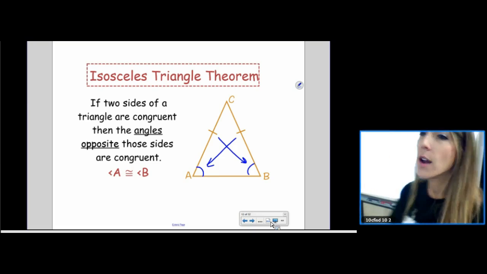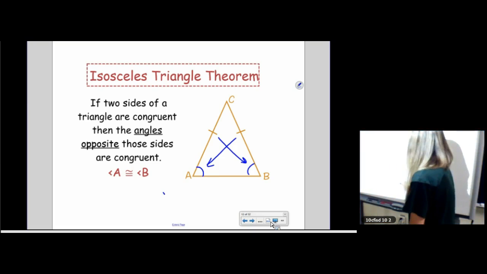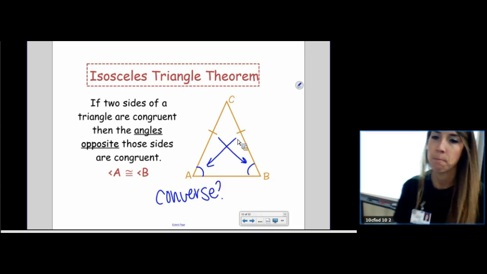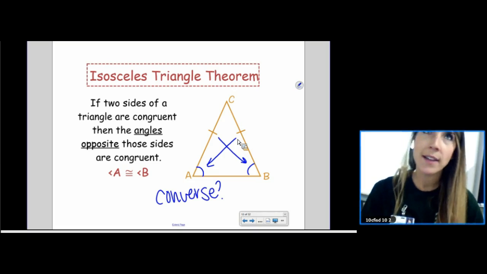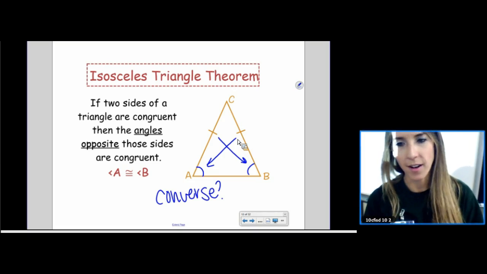What about the converse of this theorem? What would the converse of this theorem be? And would it be true? If two sides are congruent, then the angles opposite are congruent.